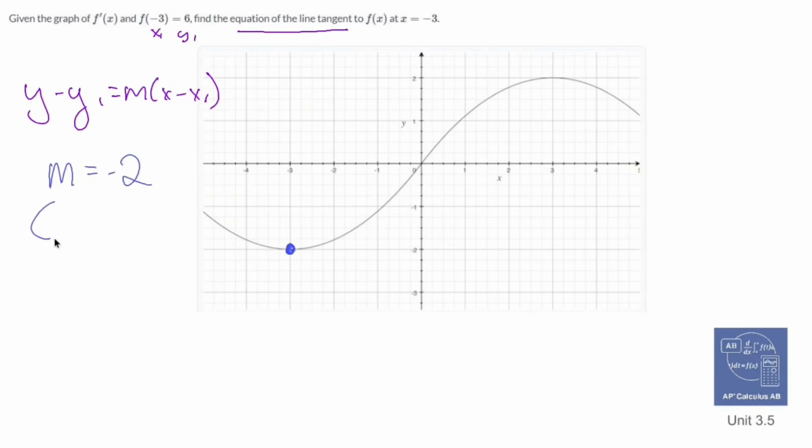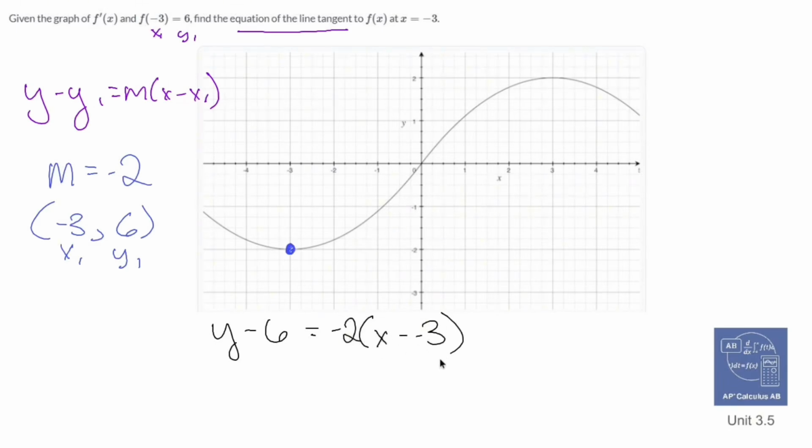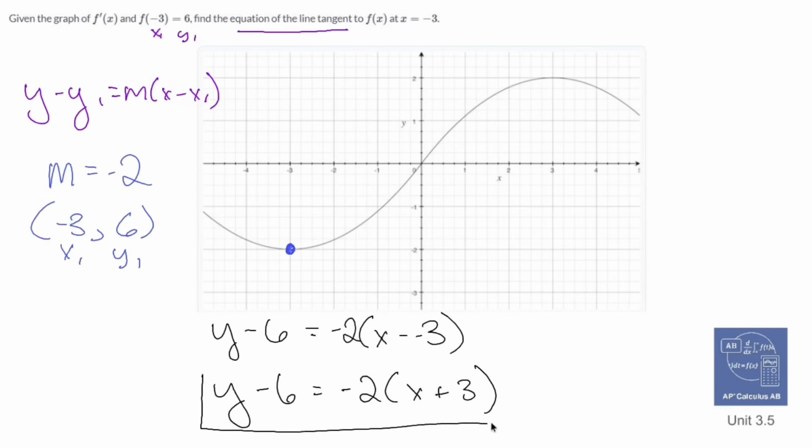So I have a point of negative 3, 6, your x sub 1, your y sub 1, and a slope of negative 2, and it's just a matter of plugging things in. Y minus y sub 1, which is 6, equals m, which is negative 2, times the quantity x minus x sub 1, which is negative 3. So just cleaning this up a little bit, that double negative is going to become a positive, and I get x plus 3.